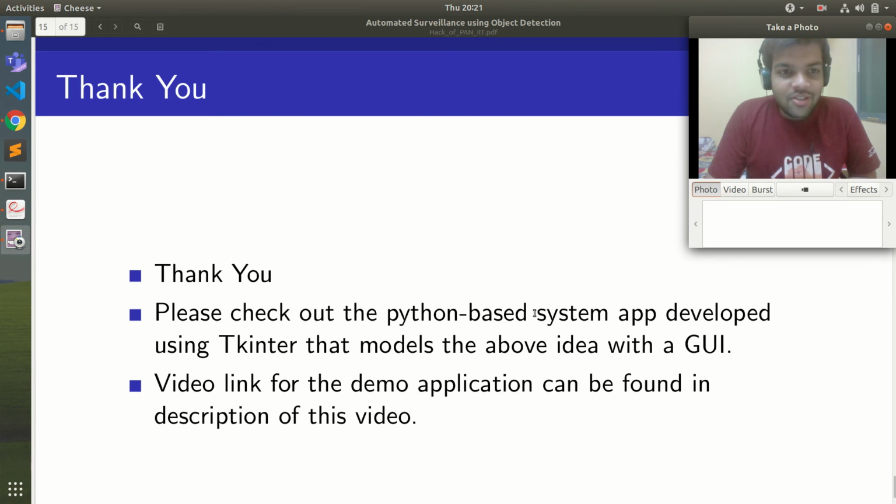At long last, I would just like to say thank you, and please check out the other video for the demo, for which I've pasted the link in the description below. That is a prototype Python-based system app that I've built using Tkinter, which models how and when a user would get to see that there is a trespass, how it is stored, what other data are stored, and how easy it is to start a surveillance. I would do the surveillance using my own webcam. And yeah, thank you so much, and that's the end of the video.